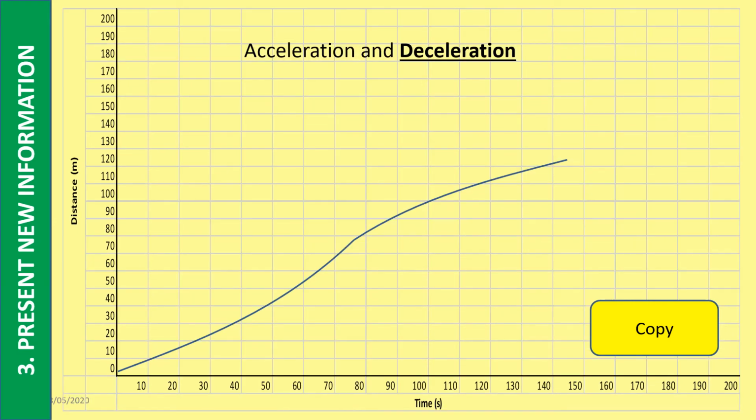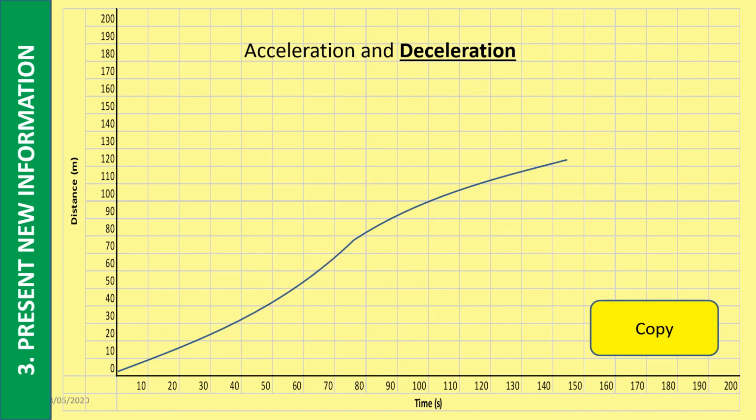Moving on from that, if you have a curved line and the gradient shows you the speed the person is traveling at, if you look at this line, the slope of the line is increasing. That means the person's speed is increasing. And we have a name for that. We call that acceleration.